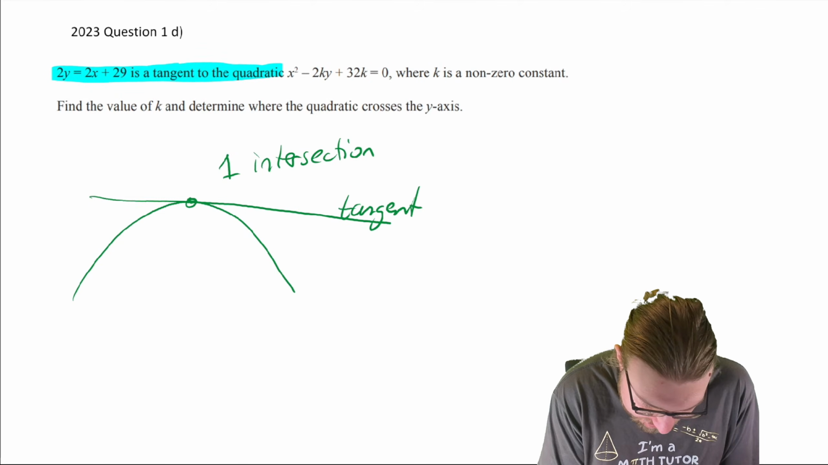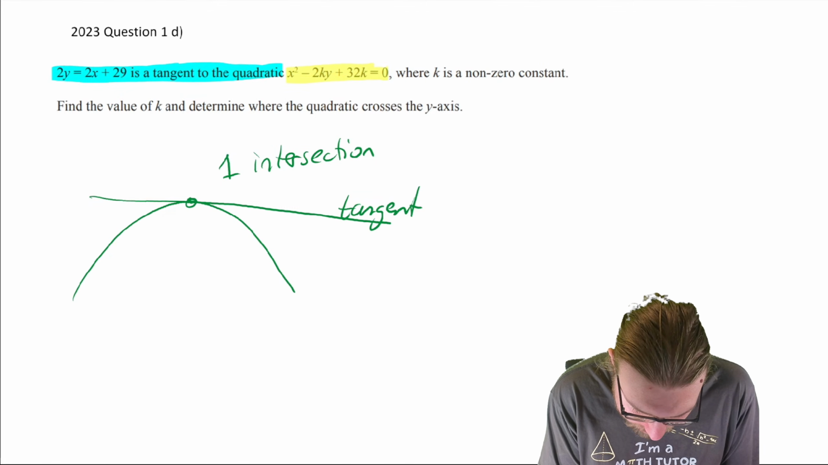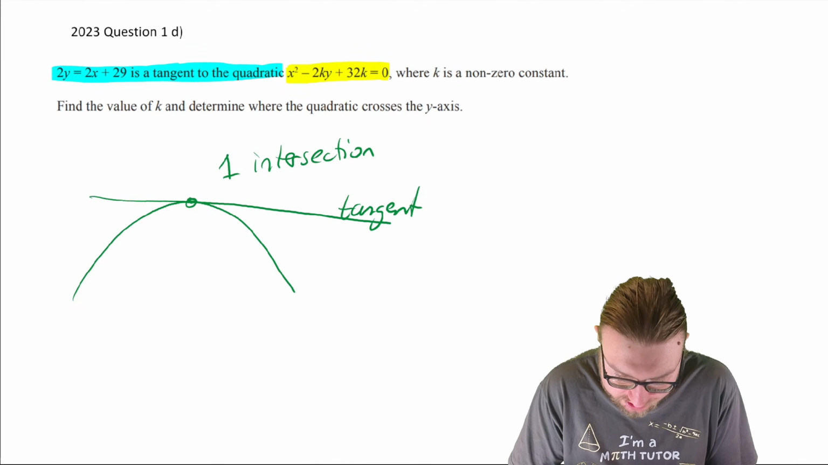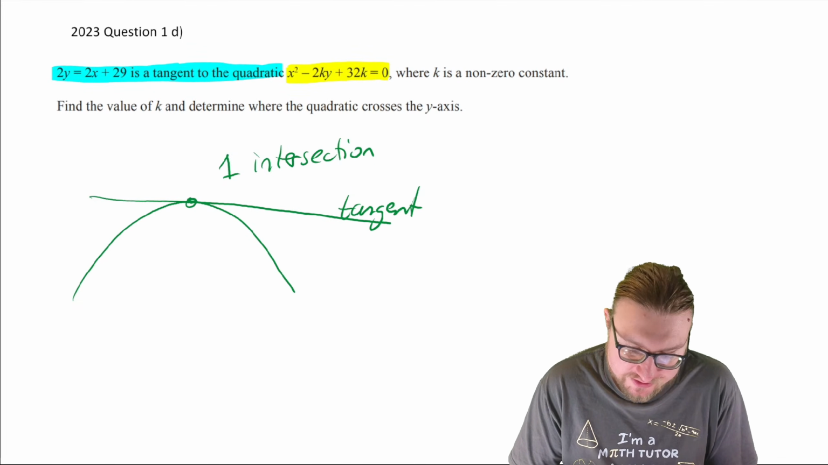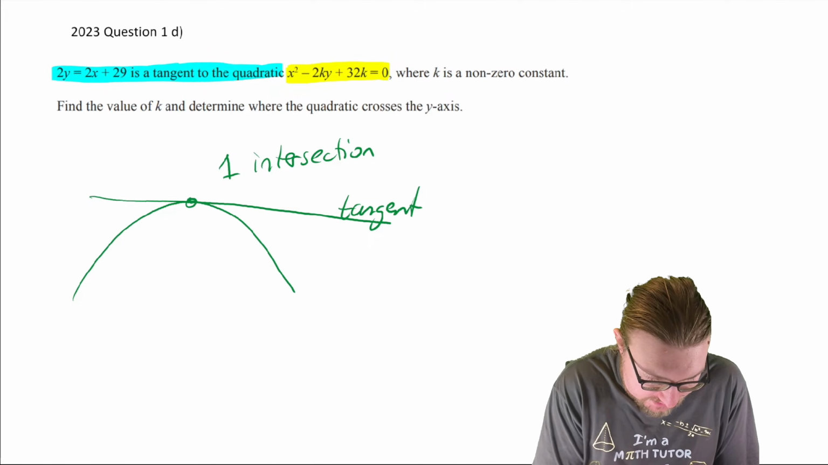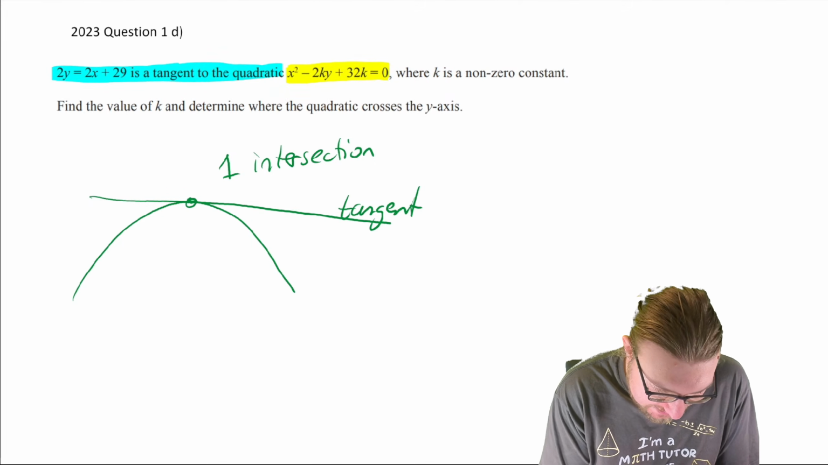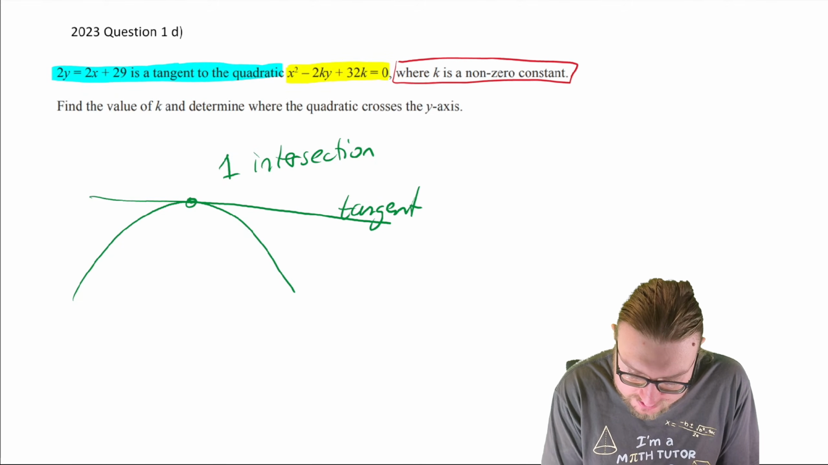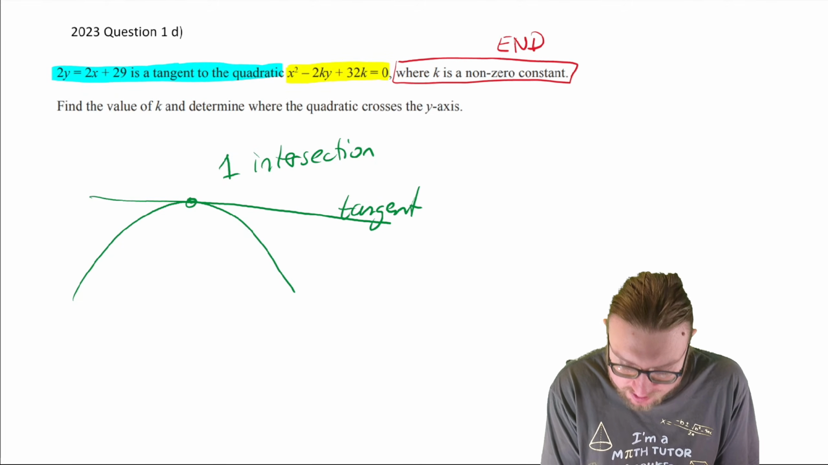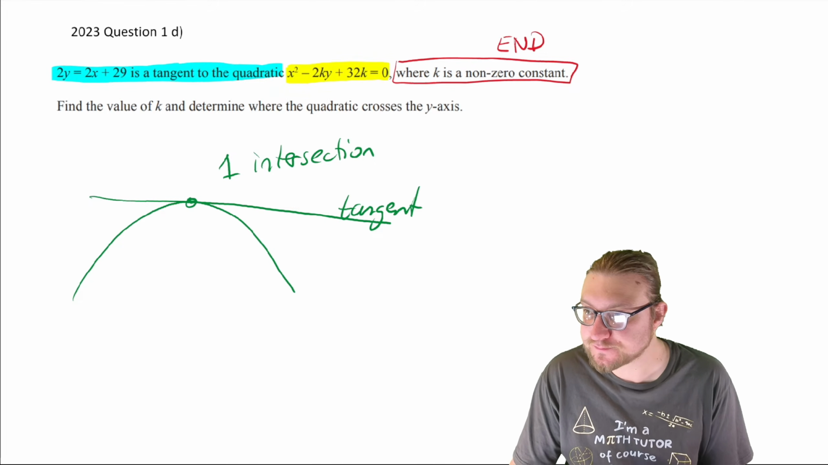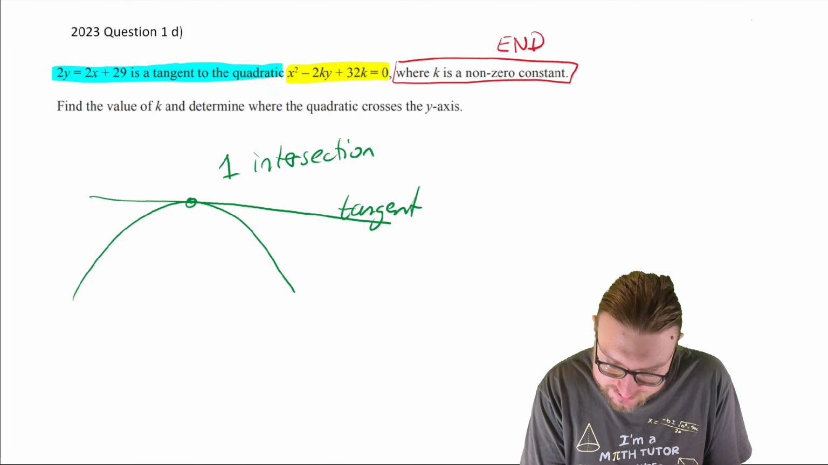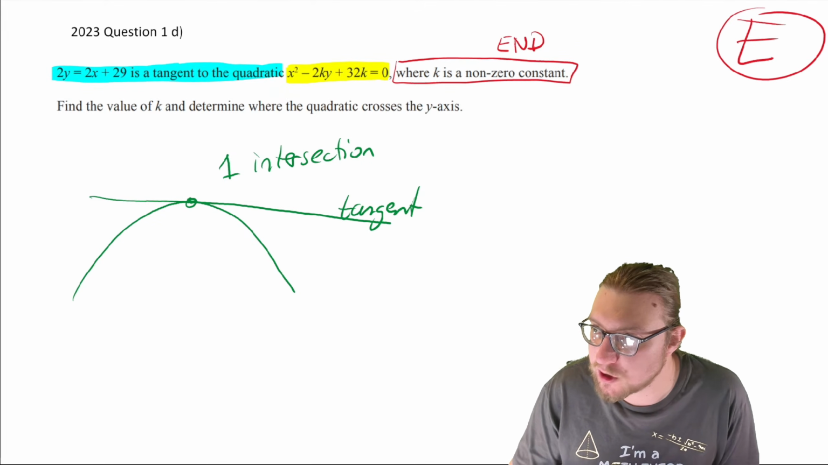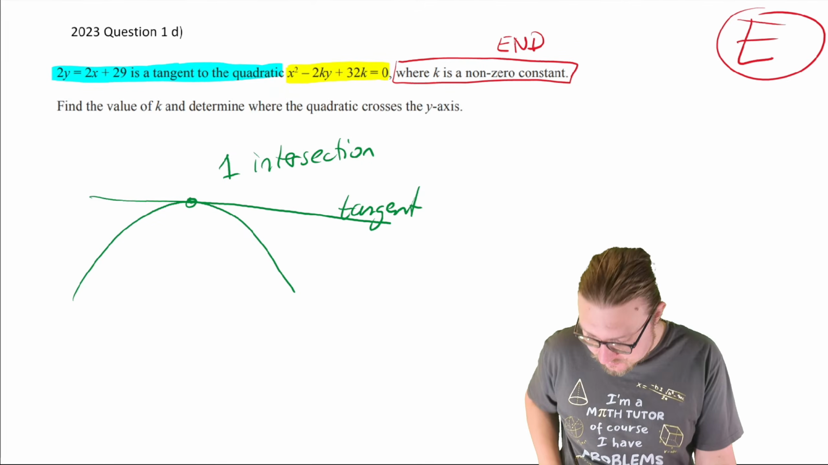Then, of course, the question gives us a quadratic. Here, the quadratic is in terms of an x and a y altogether, and we have that k is a non-zero constant. Usually, and I've said this last time as well, these parts are always for the end, where you have to check once you have values for k. So this is definitely the E question. This is the harder question, so maybe we can all work this out together.